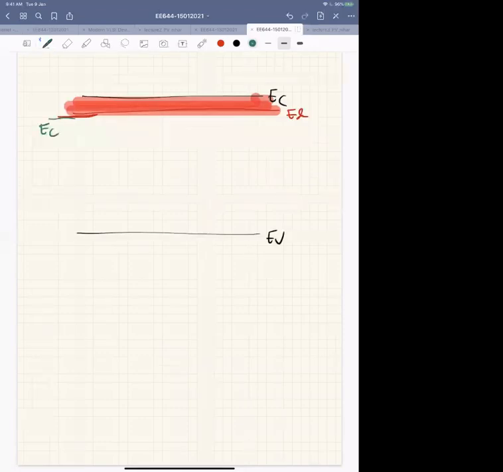So if you go on doping more and more, your effective band gap of silicon will decrease. So this process we call band gap narrowing, and band gap narrowing happens at high doping level.